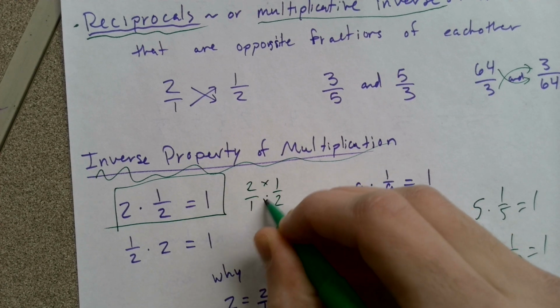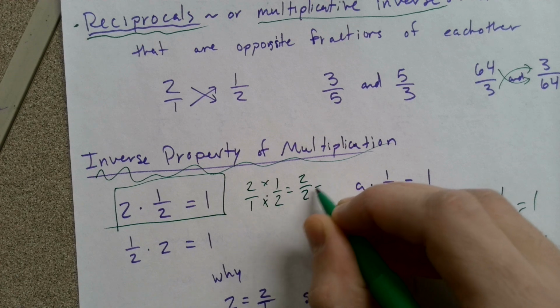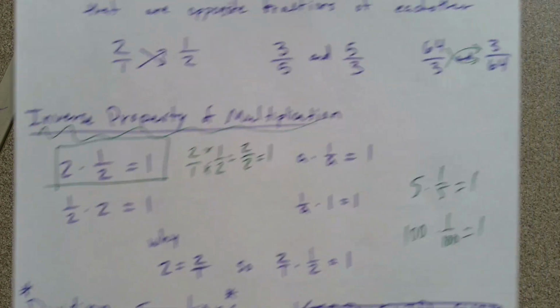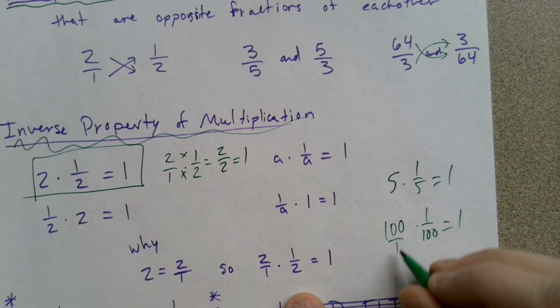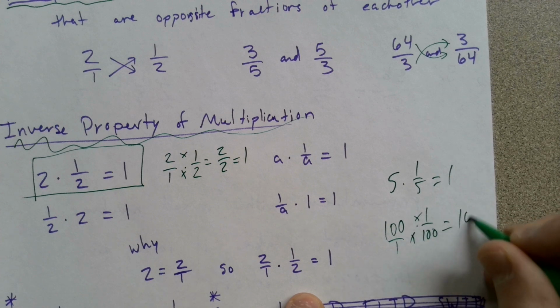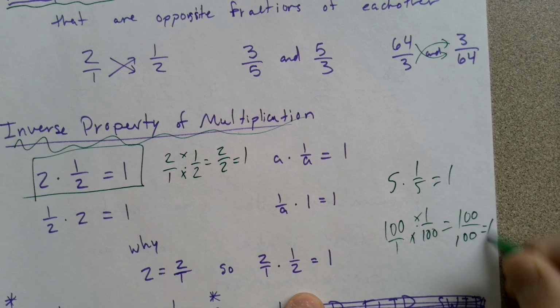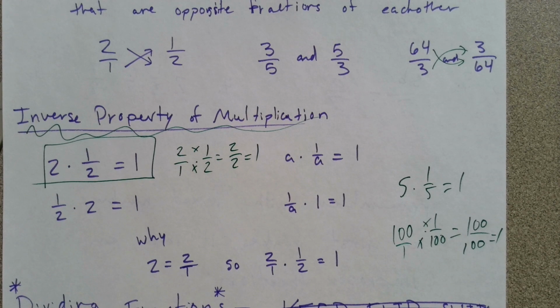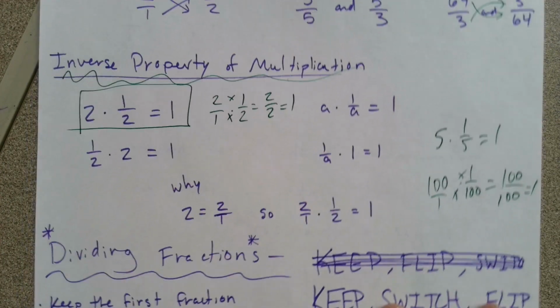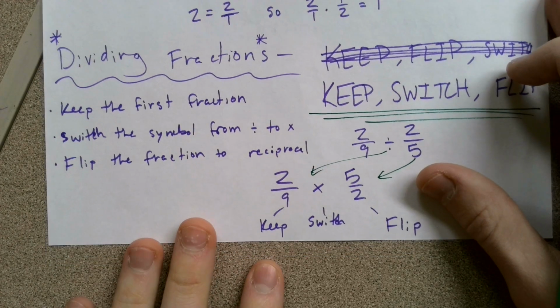If we multiply those across, we're going to get 2 over 2, which is the same as 1. If we had 100, it's the same as 100 over 1. Multiply those across, we'll get 100 over 100, which equals 1. That is the inverse property of multiplication. Kind of goes along with those reciprocals. Not super worried about you having that memorized.